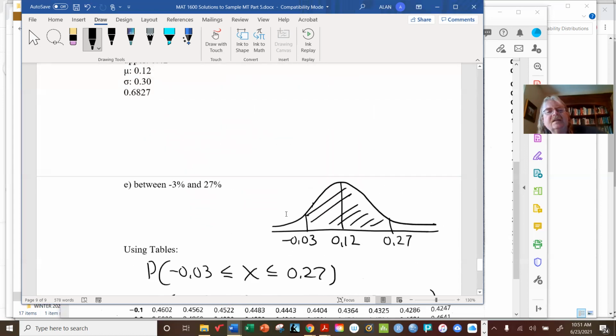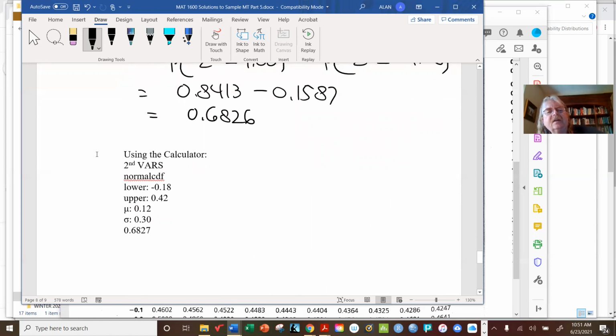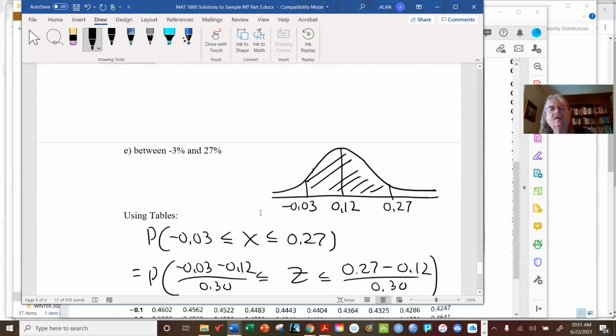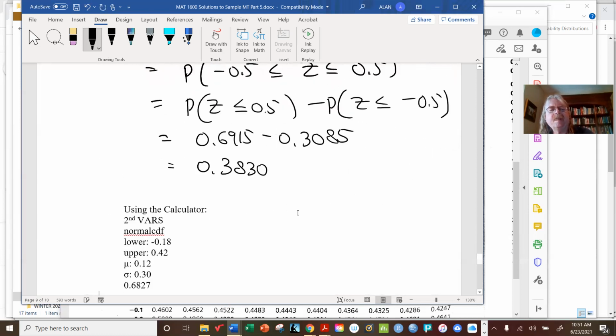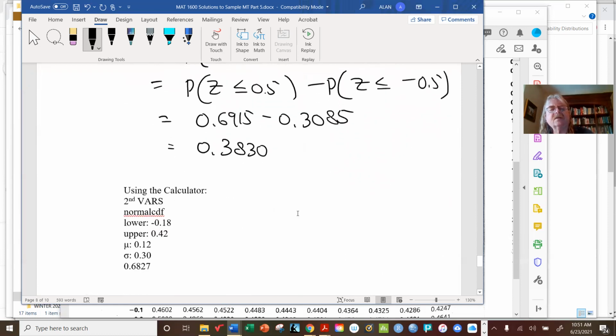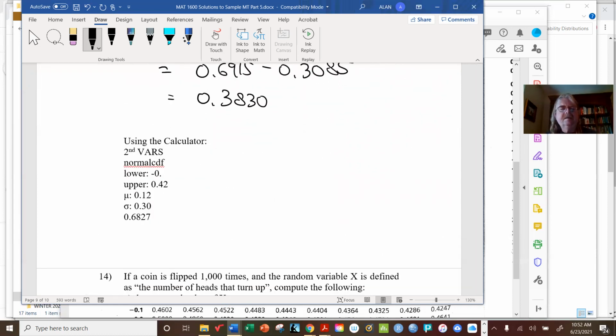All right, now, one last normal calculation here. We've got the calculator. We're looking for the area between -0.03 and positive 0.27. All right, nothing else changes. Throw that in there, and we'll get .3829. Okay, it's almost exactly the same. It's slightly off. All right. So those are the straight ahead calculations.